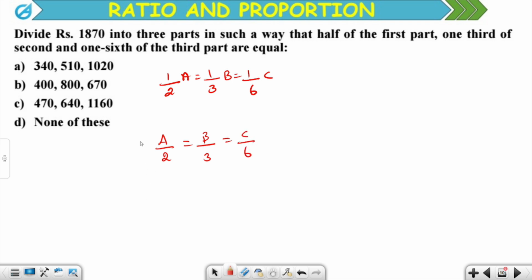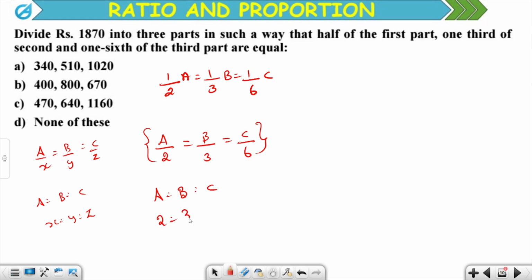Okay, so always remember if they are giving a ratio like a by 2 is equal to b by 3 is equal to c by 6, that is a by x is equal to b by y is equal to c by z. Okay, the ratio of a, b, c will be x is to y is to z. So similarly, what is the ratio here? A is to b is to c is nothing but 2 is to 3 is to 6. Okay. Now what they are asking you to find.